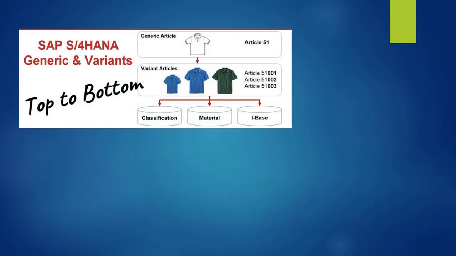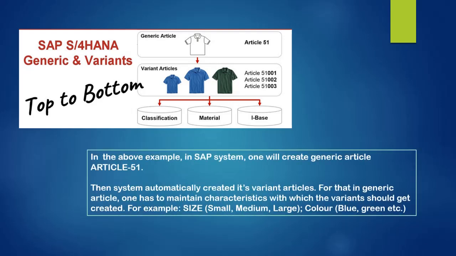So here is an example for generic and variant articles. In the SAP system, one will create a generic article. In the above screen, we can see the system will create a generic article, article 51. As soon as it is created, its variants, article 51, 001, 002 and 003, are created with reference to classifications and characteristics that are assigned to the generic article. The characteristics could be the size, color, sleeve length, etc.